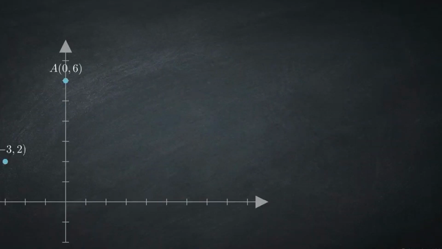We can now calculate the gradient of the radius connecting points C and A. By dividing the change in y by the change in x, we find the radius has a gradient of 4/3.